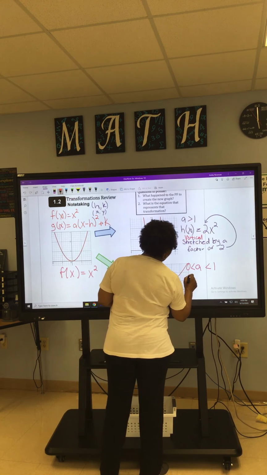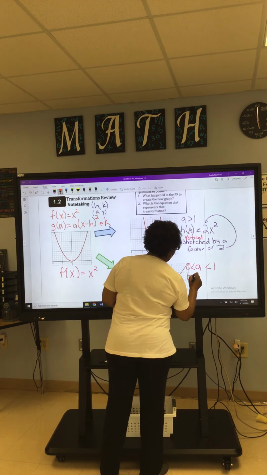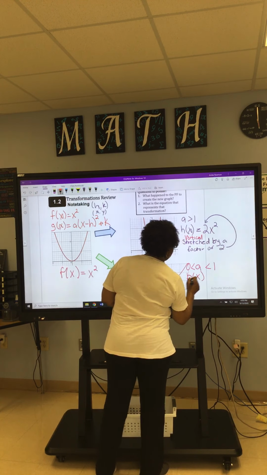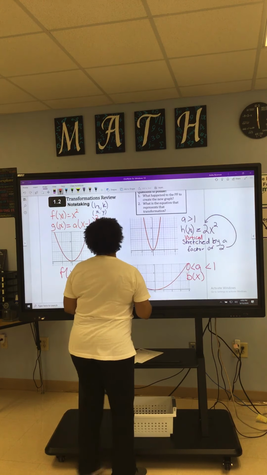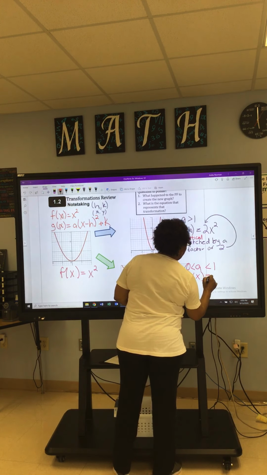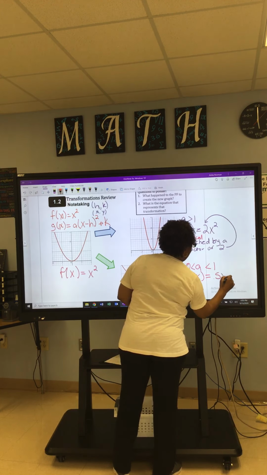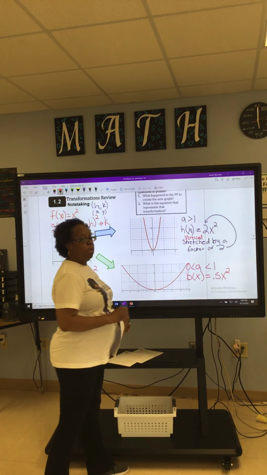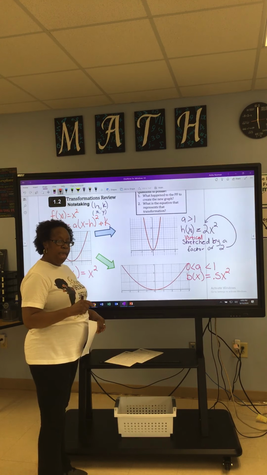Let's just call this one b of x. B of x represents this graph as opposed to the parent function right here, 0.5x squared. That is a decimal right there. So now my a is 1/2.